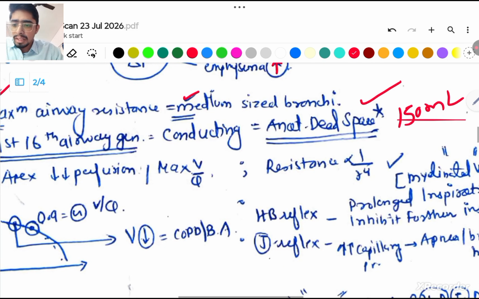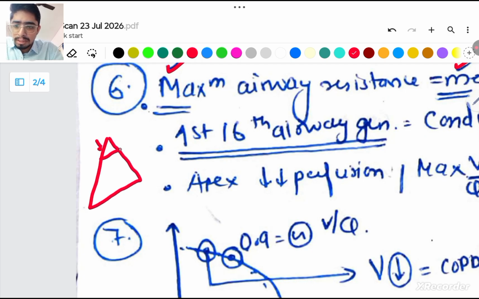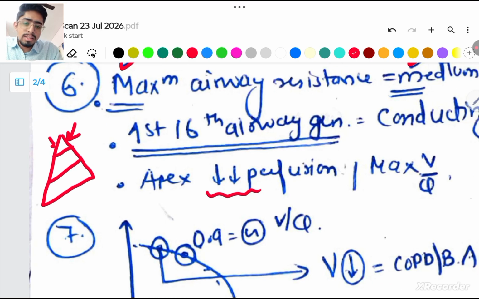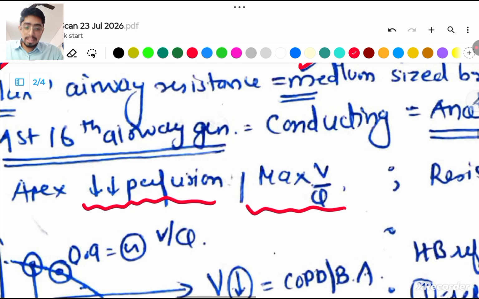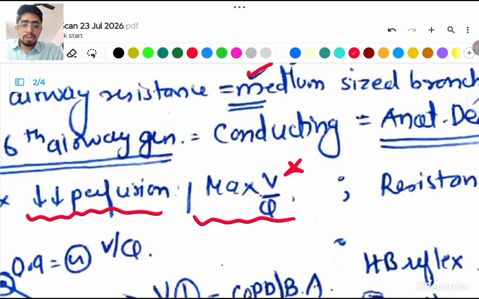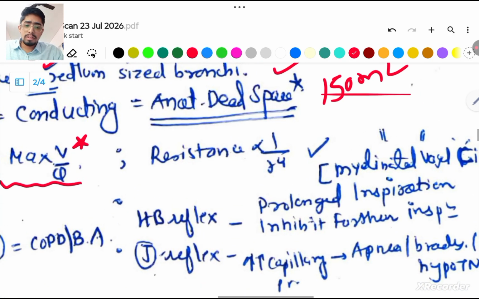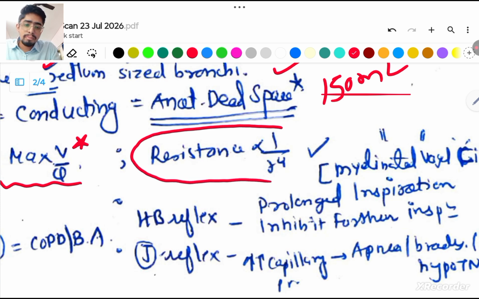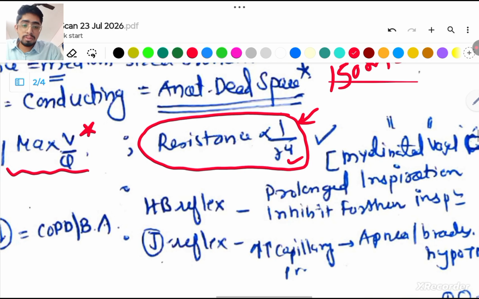Okay. Now in the apex, so if we draw the lungs like this, this is the apex, this is the middle lobe, this is the lower lobe. In the apex part, there is the least perfusion, and there is a maximum V by Q ratio. V by Q ratio is very important, and V by Q ratio is basically your ventilation perfusion ratio. Okay, now the resistance is inversely proportional to the fourth power of the radius. That would help you to solve a question based on the resistance of the airways.